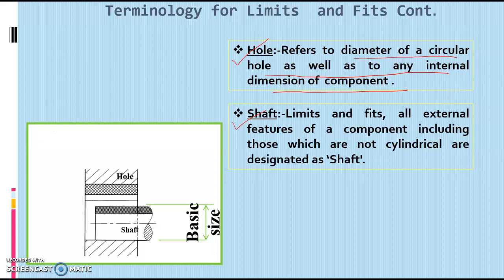Similarly, shaft refers to all external features of a component, including those which are not cylindrical. So a step on the surface of a material, or a square-shaped projection, everything comes under the term shaft.